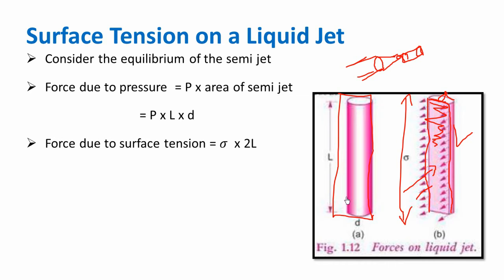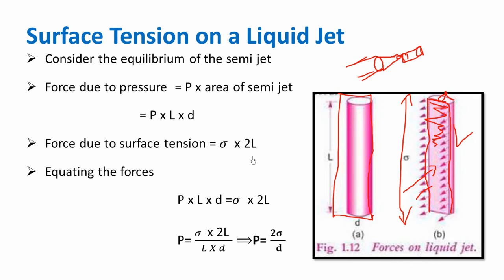Surface tension is acting along the two lengths here. So we will write sigma into 2L, because sigma is in Newton per meter, so we need to multiply with one dimension. While multiplying with the length, that is 2L, we then equate these two forces because we have only these two forces. Then P into L into D equal to sigma into 2L. From there we can write P equal to 2 sigma by D. So this is the expression for surface tension on the liquid jet.